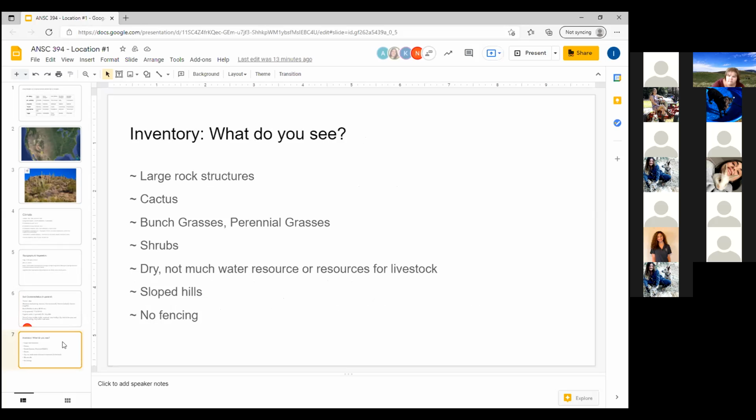For our inventory, while looking at the picture that was provided, we noticed a lot of large rock structures, a bunch of cactuses, a bunch of bunch grasses, perennial grasses, and shrubs, as well as it being a little bit dry with not too many water resources, including for livestock. We also had sloped hills and no fencing.